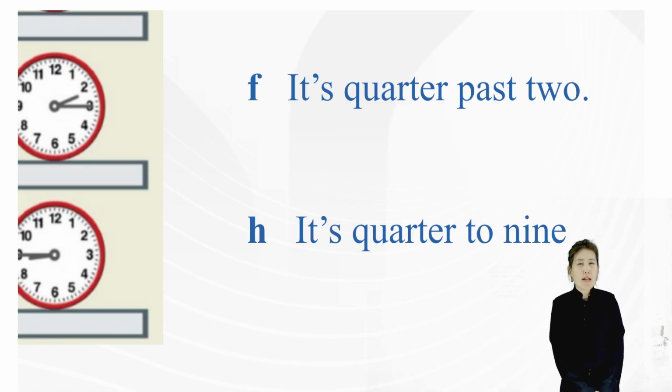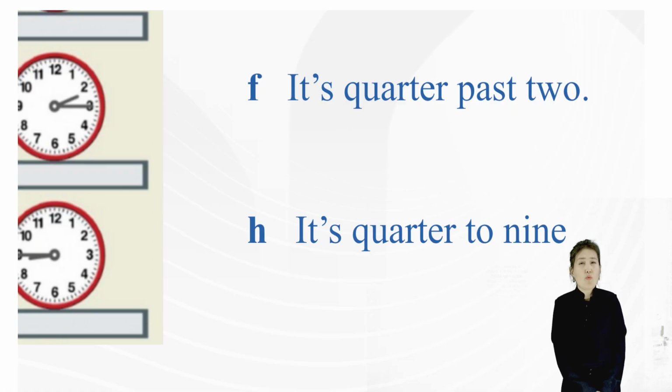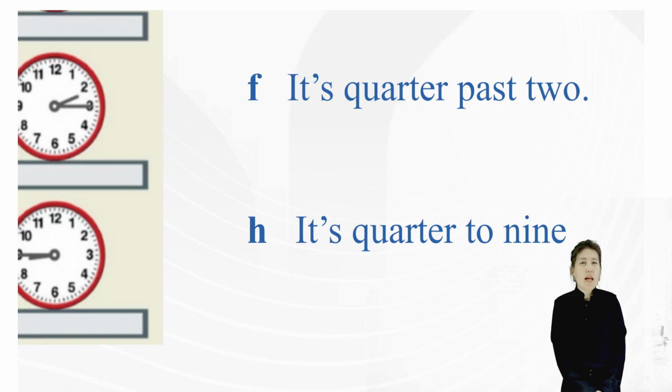Some countries, like those in Europe, also use the 24-hour clock, where 13 o'clock is the same as 1 o'clock p.m., 14 o'clock is 2 o'clock p.m., or 2 p.m., and so on. The 24-hour clock is common in train stations, airports, and other formal places.